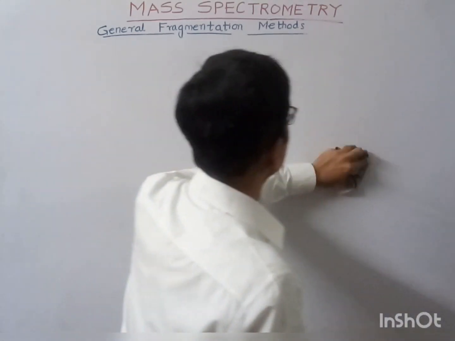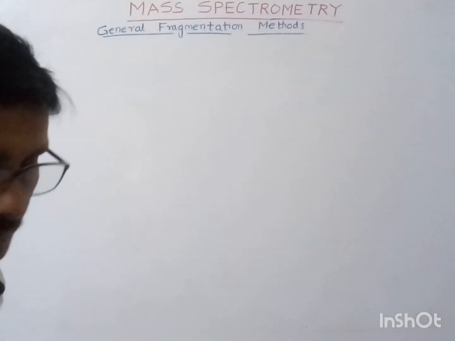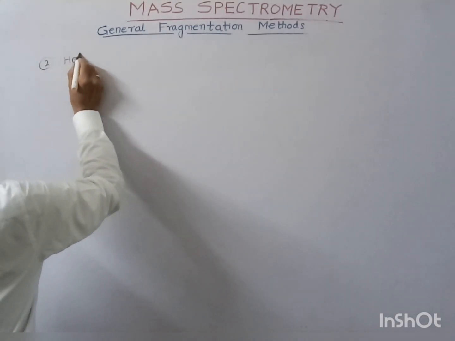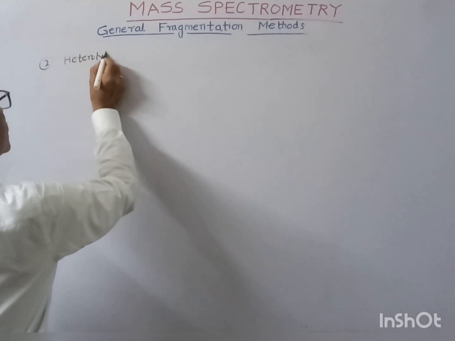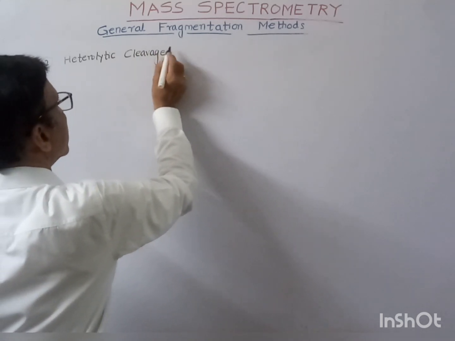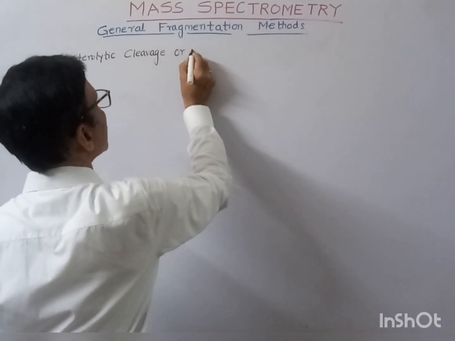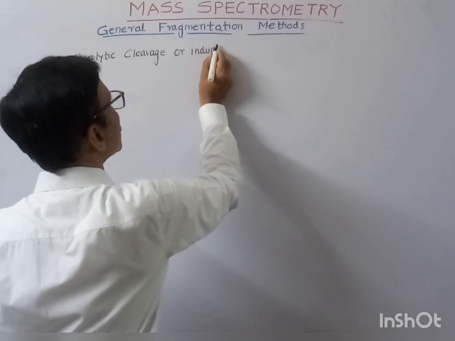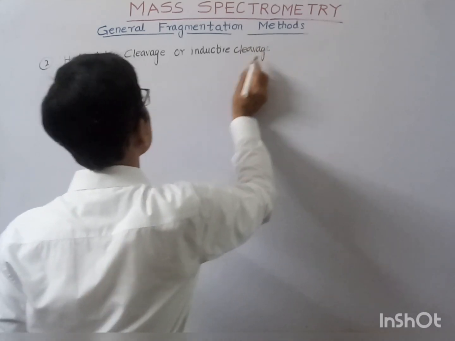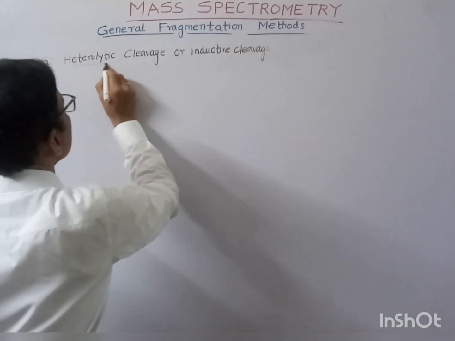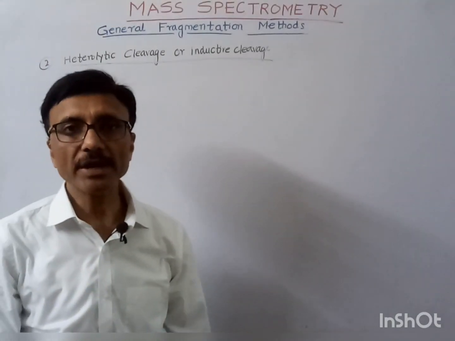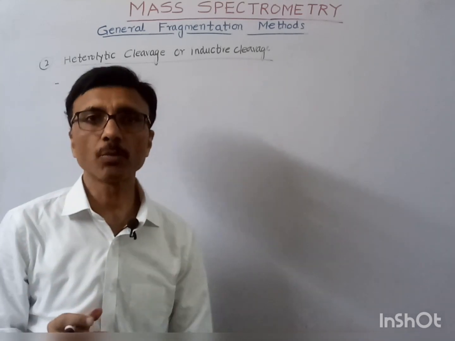Now, the second type is the heterolytic cleavage, which is also called the inductive cleavage. As the name suggests, such a cleavage occurs between atoms of different electronegativity, which is just the opposite of the homolytic cleavage.